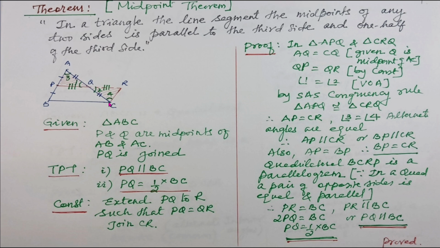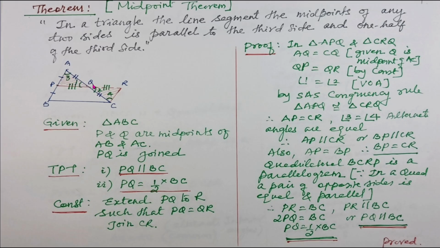Now the construction required is extend PQ to R such that PQ is equal to QR, and join CR. I have joined CR. So please remember the construction. Now the proof is, let us consider the triangle APQ and CRQ, these two triangles here.